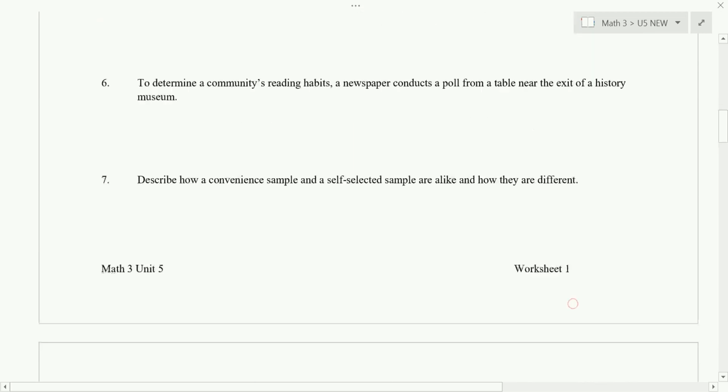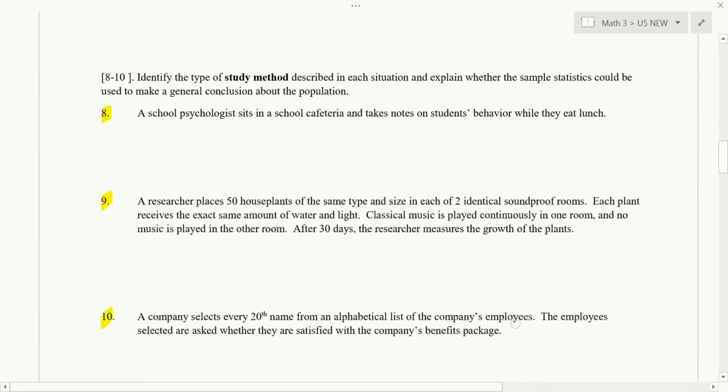Alright, now we're going to skip to number 8. 8 through 10 is a little different than 1 through 7. Here we're identifying the study method, not the sampling type, but the study method. And there are 3 types of study methods. It could be an observational study, it could be an experiment, or it could be a survey.